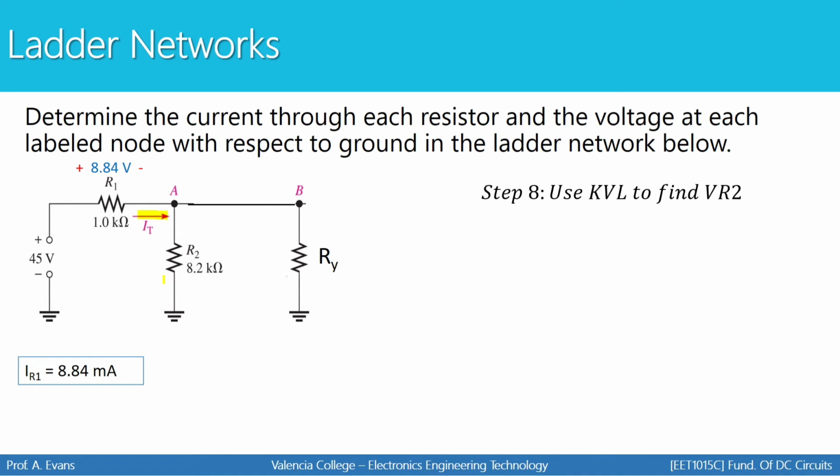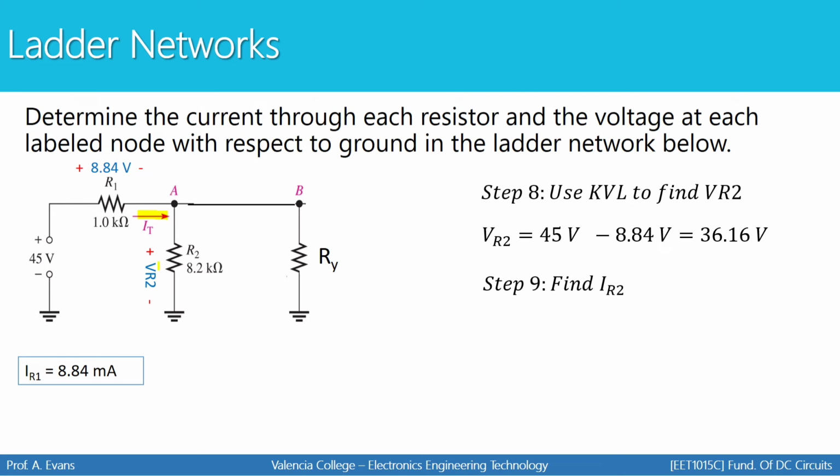I can also use KVL to find the current through R2. You can pick which way you want to do it: current divider, KVL. In this case, if I do a loop, I'm going to have 8.84 volts plus the voltage for R2 has to be equal to 45 volts. Or another way to think about it is this voltage plus this voltage has to be 45 volts. So take the difference between these two to figure out VR2.